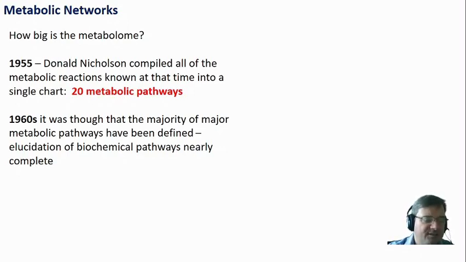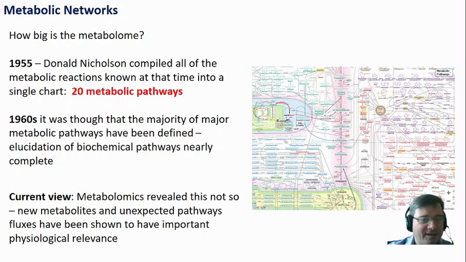Roll on to the 1960s, just 10 years later, and it was thought that the majority of the major metabolic pathways had been defined. There had been an awful lot of work carried out, and they were quite confident that by the 1960s the major metabolic pathways had been defined and worked out, and elucidation of the biochemical pathways was nearly complete. If you now compare that to the current day, the current view is that metabolomics, which is the most up-to-date, high-throughput global experimentation technique that looks at all the metabolism in one go, has revealed this is not so.